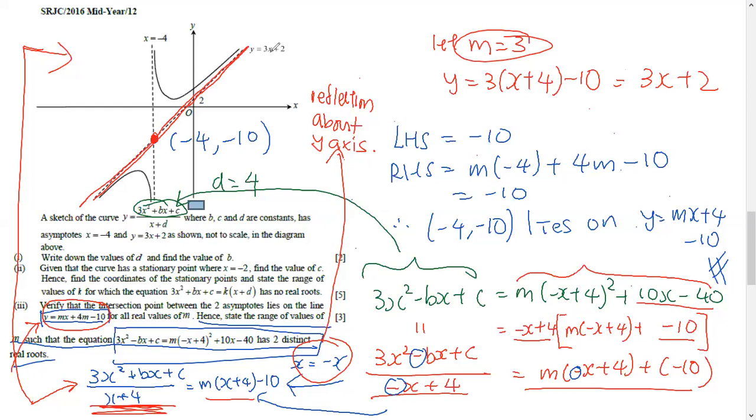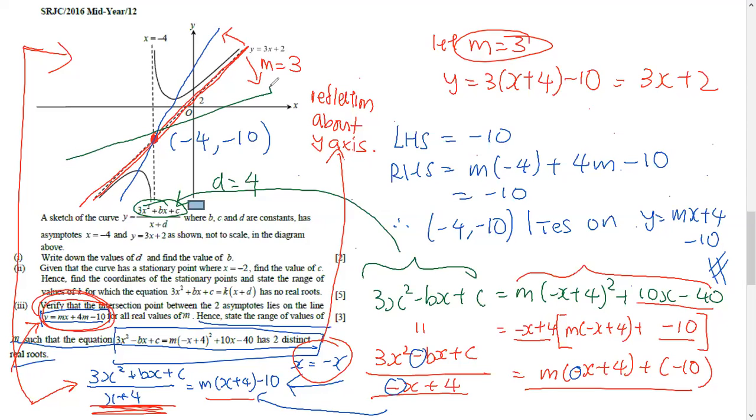Okay, so this member here will give me m equals 3. And this single member belongs to the family of this. So when m changes, what happens? When m changes, the gradient of this family changes. If m increases, my gradient becomes steeper. And when m decreases, my gradient becomes more gentle.